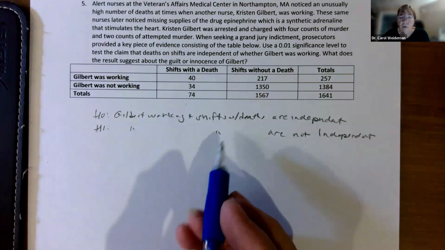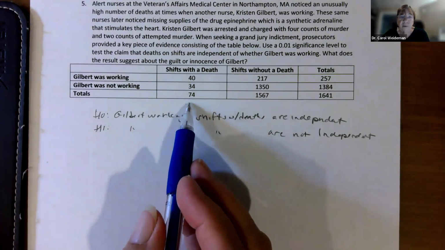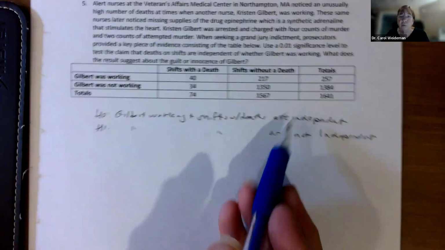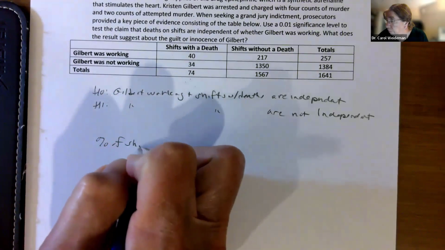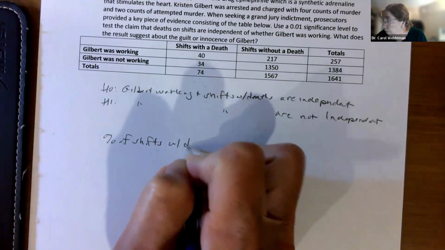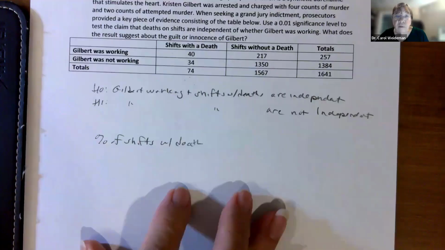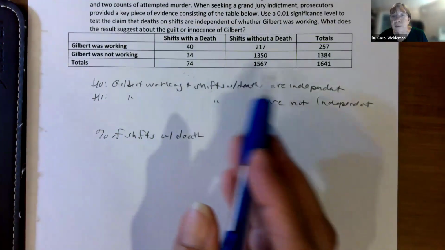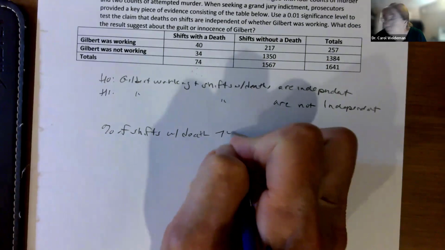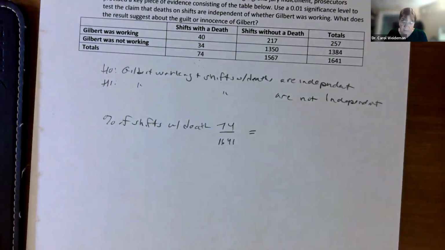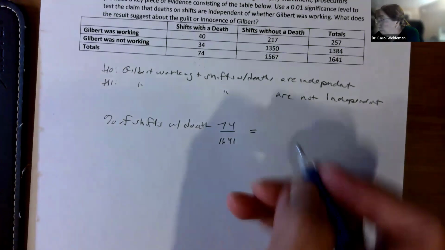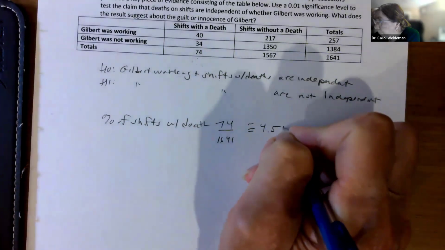Okay, let's look overall at the percent of shifts with a death first. So let's take 74 and divide by the total number of shifts. So this is the percent overall of shifts with a death. There were 74 total shifts with a death, and I'm going to divide that by the total number of shifts they looked at, which is 1641. 74 divided by 1641 comes out to be about 4.5%.